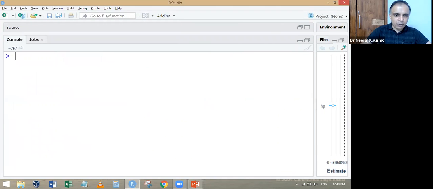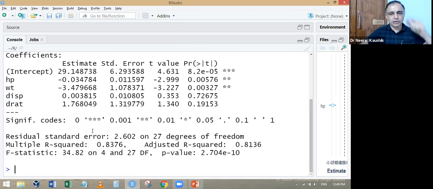It may not be visible properly, so let me run it again. Now it's okay. HP, the value is 0.03 and it is significant, less than 0.05. Weight, minus 3.47, and it is also significant. Displacement, 0.03 and it is not significant, p value is 0.72. Drat, 1.76, almost 0, p value 0.19. So one method is you look at the t value, more than 2. These are less than 2. Another way, you look at the p value.